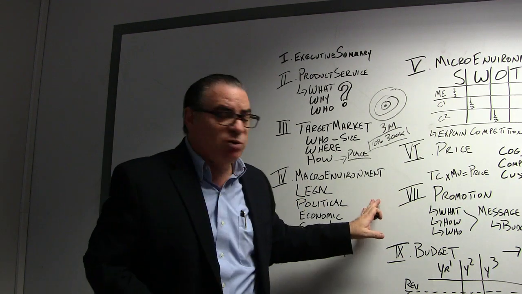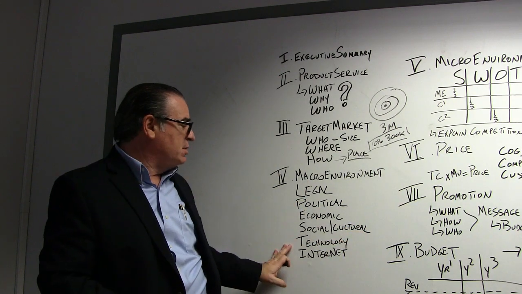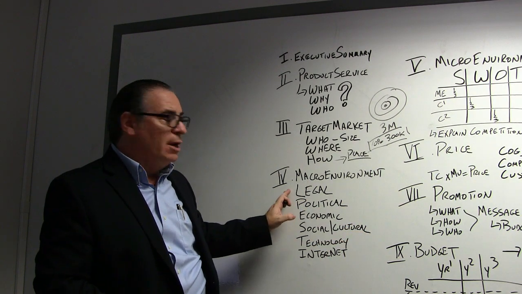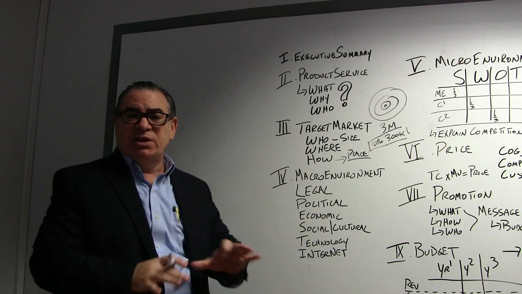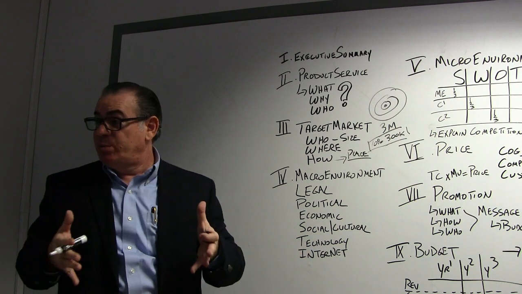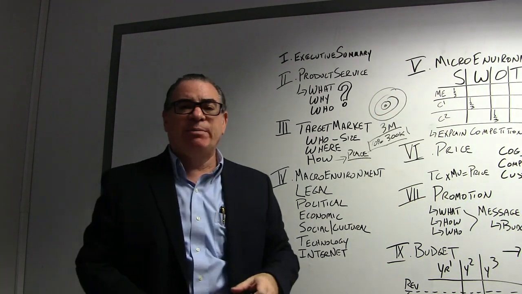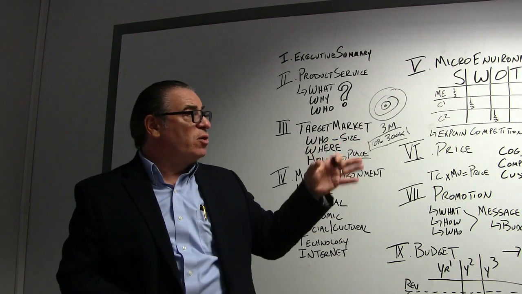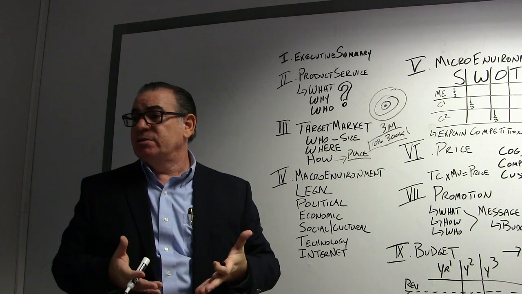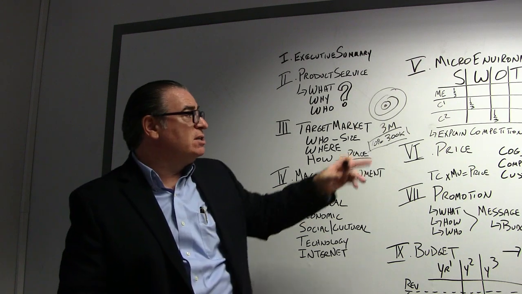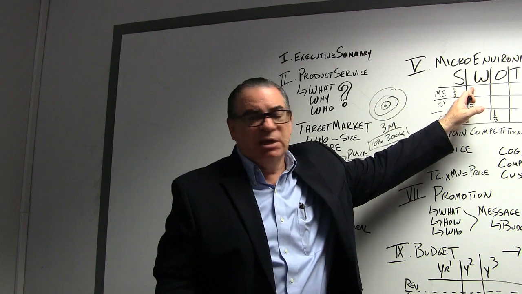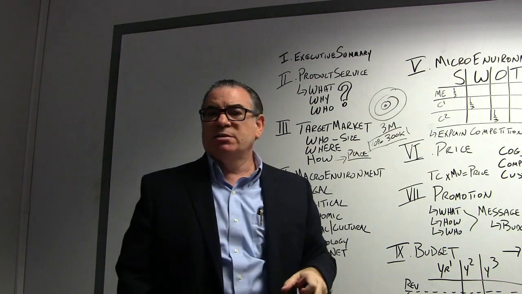The next section we talked about already is your macro environment. That's where you're putting your external things. The macro are things that are happening outside of your company. And then the next section is what we call our micro environment. This is important because here we're doing a SWOT analysis. The SWOT analysis is your strengths, your weaknesses, your opportunities, and your threats, right?